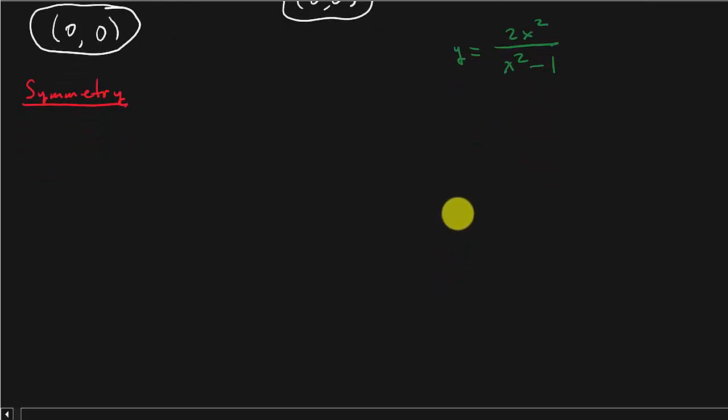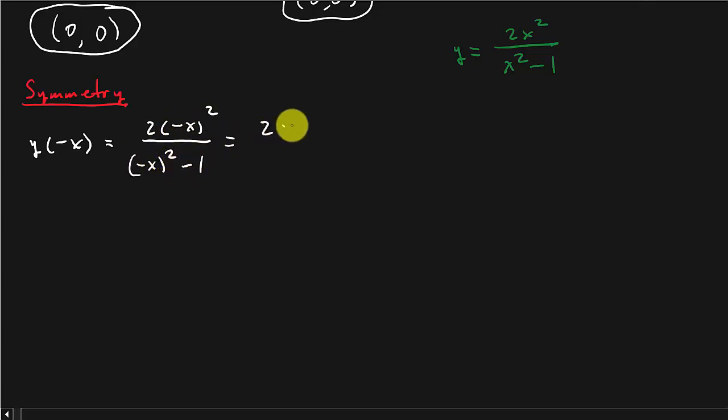All right, so for symmetry, remember, we take the function and we evaluate it at negative x. And so when I take the negative x and plug it into our function, that's going to give me 2 times negative x squared over negative x squared minus 1, which is 2x squared over x squared minus 1. And you can see here, I get the original function back. So that's actually equal to y of x. So that tells me this is an even function.